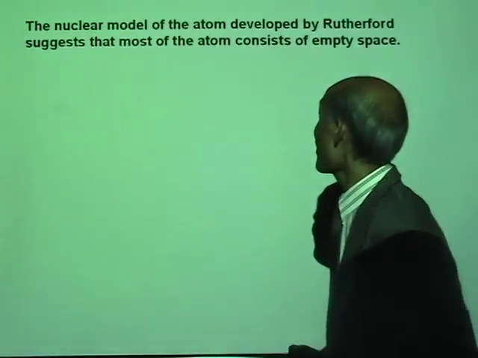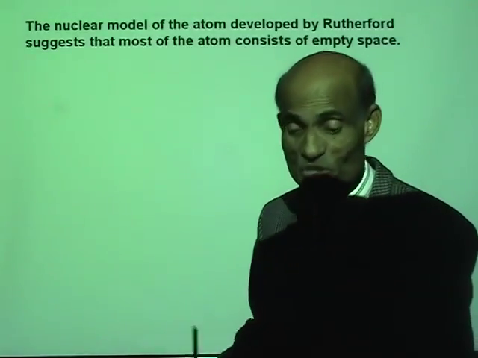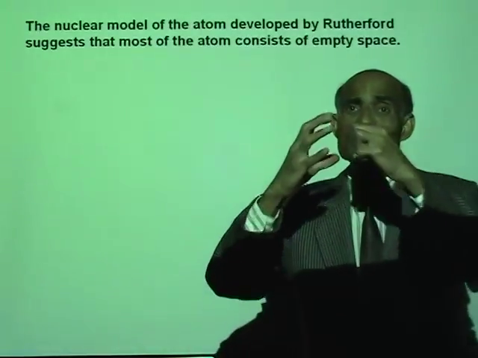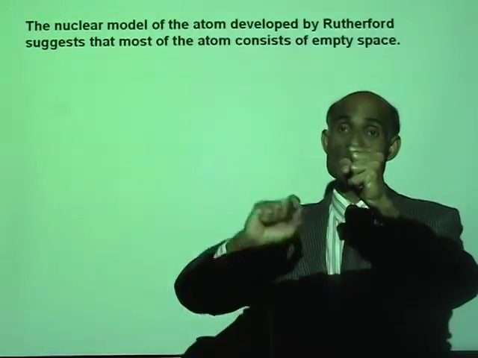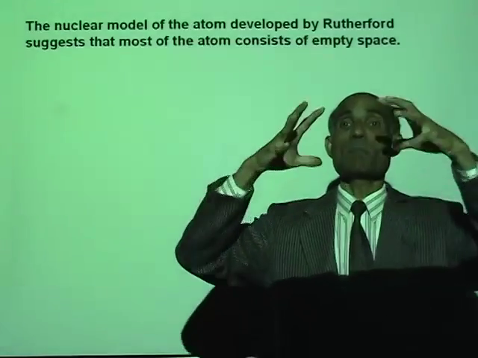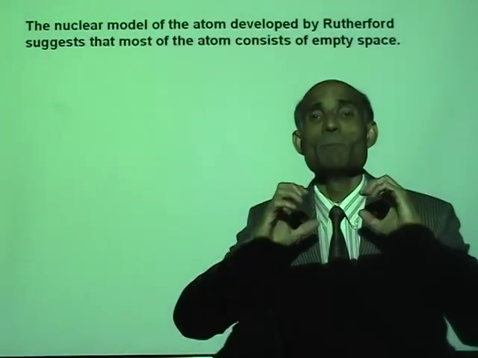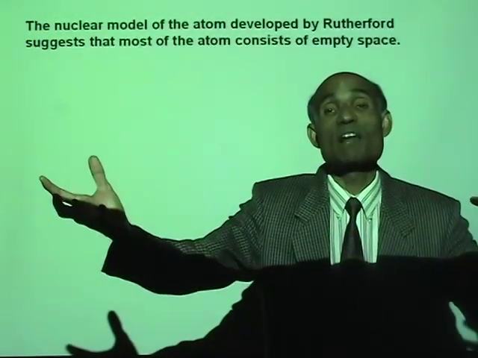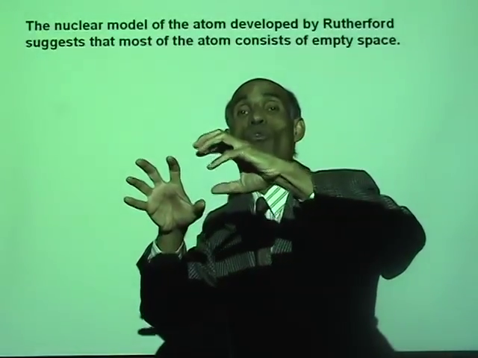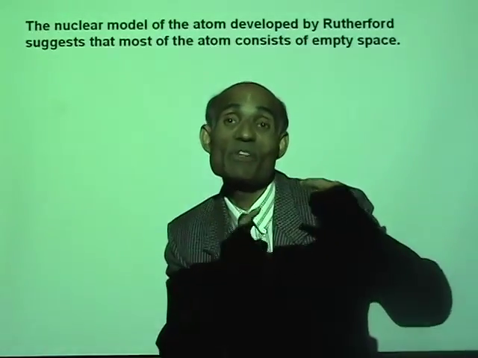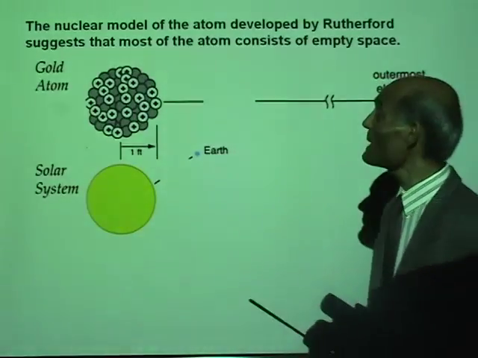Now, the nuclear model of the atom developed by Rutherford suggests that most of the atom consists of empty space. The nucleus is concentrated at the center, the core, and the electrons are so tiny they just go around the nucleus, and much of the atom is actually empty space. And that's the reason why many of the alpha particles that Rutherford used as bullets went through the gold foil without even knowing that they were going through a material. Most of the atom is actually empty space.